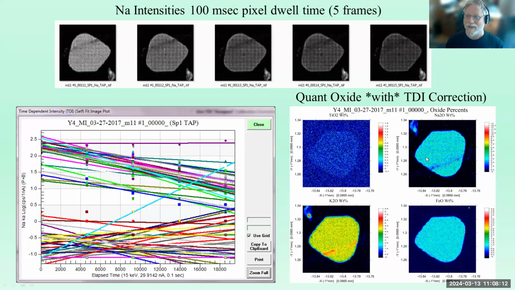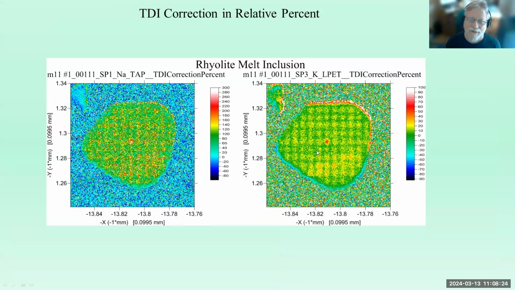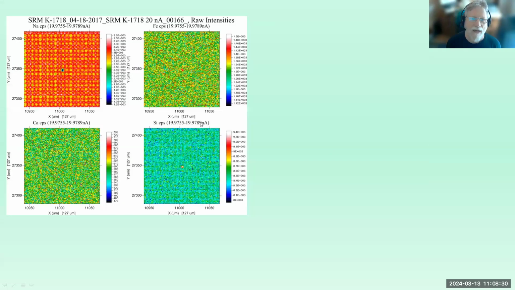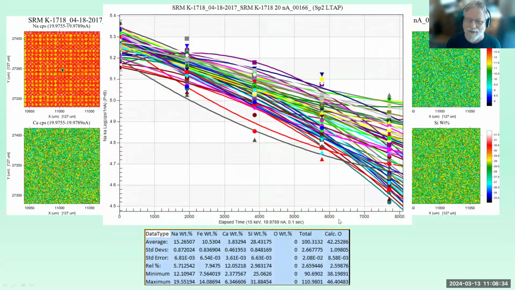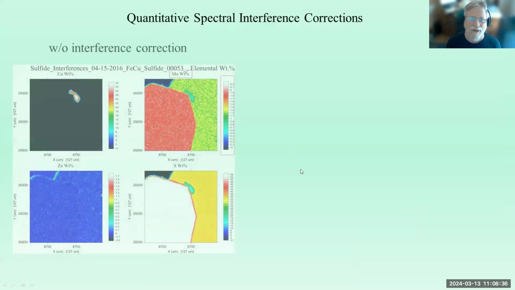And when I first saw this, I couldn't believe it. I thought, how could it possibly be so good? But it is. And so both the sodium and the potassium are perfectly corrected for the TDI effect in a map. And then, like I mentioned before, you can even show the percent correction for each pixel, which is kind of wild. And this is just a synthetic glass. I won't even show it again, but we can actually get exactly what we think we should get.